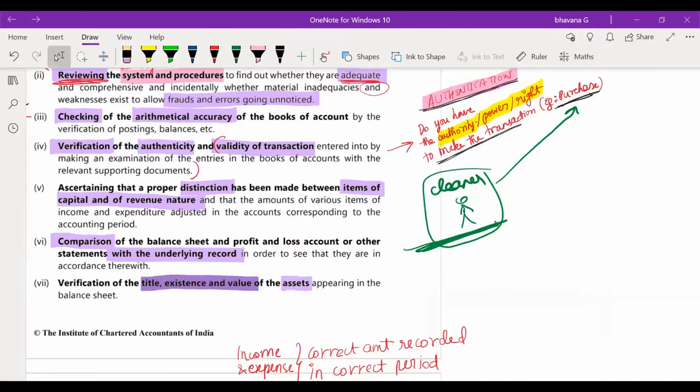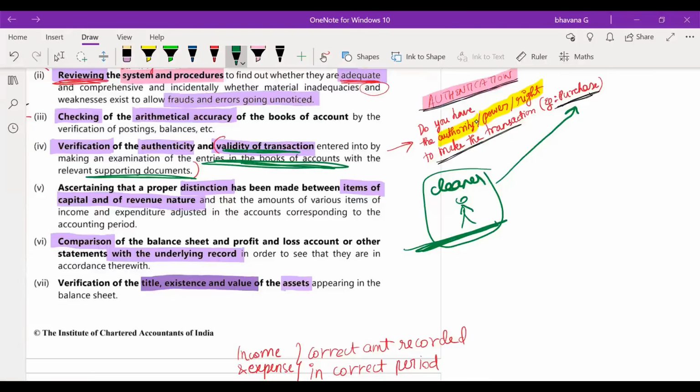Next, the auditor also has to check the validity of transactions. Validity of transactions means the entries that you have made in the books of accounts, do they have the supporting documents? Suppose you have made a journal entry that we have made some purchase today. To support that purchase, do you have some evidence? Do you have the purchase bill? You have to check.